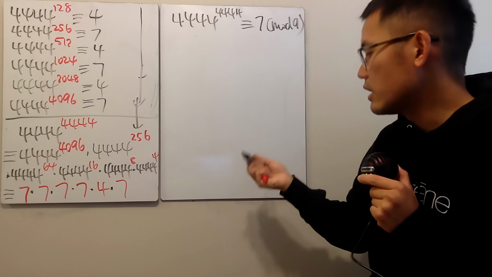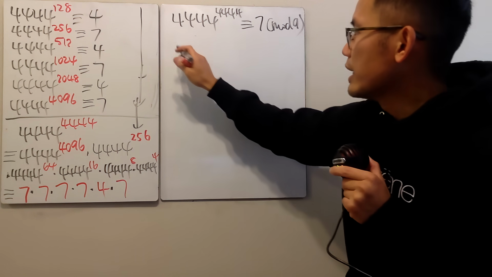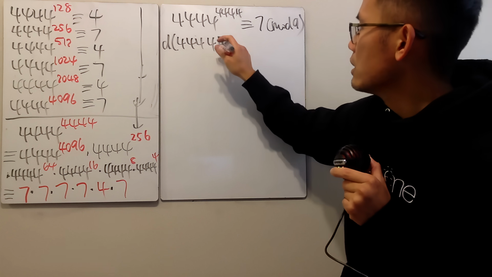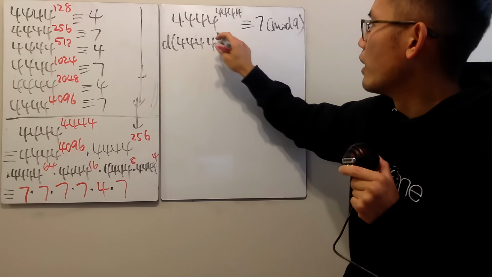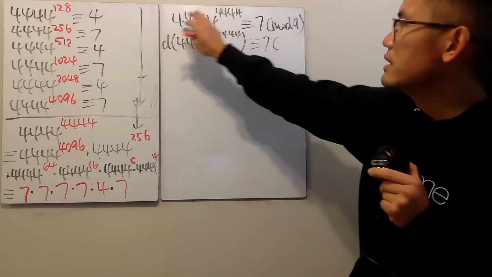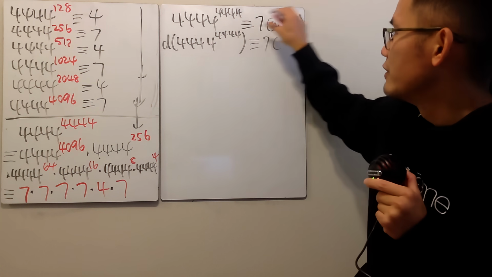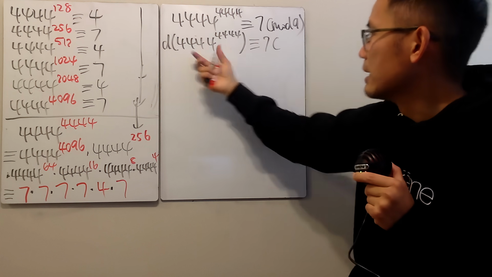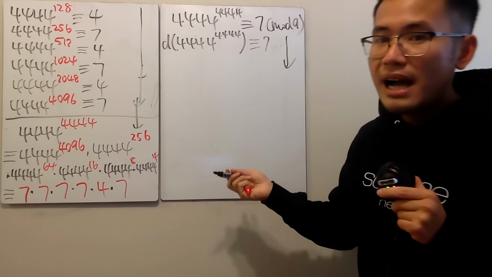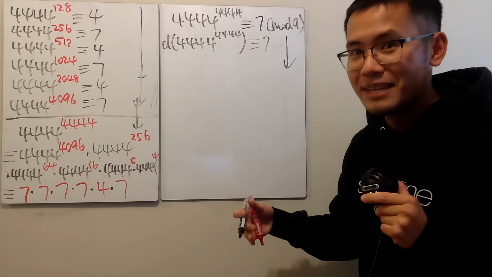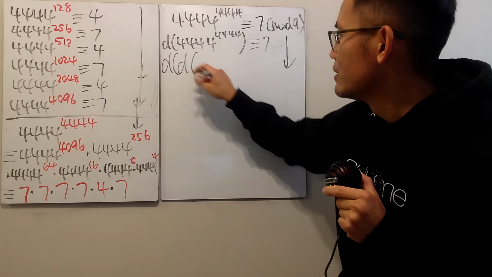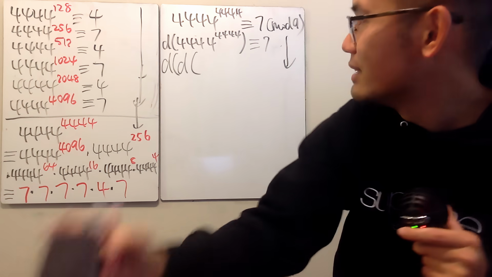That's why I told you guys earlier. And then this right here will imply that the digit sum of 4444 to the 4444 is congruent to 7. Again, the number itself is congruent to 7 mod 9. That implies the digit sum of this number is also congruent to 7 mod 9. And in fact, you can just keep doing this as many times as you would like. You can digit sum, and then the digit sum of this. Let me actually just write it.